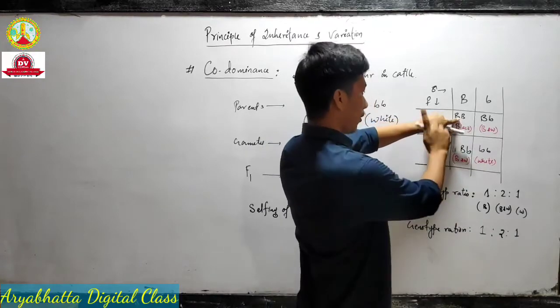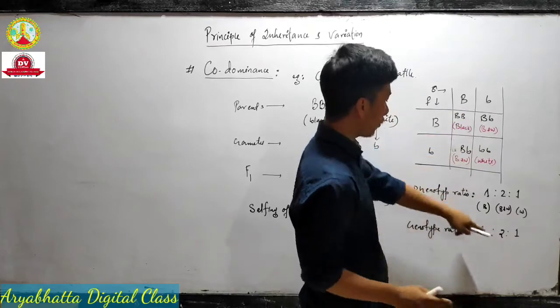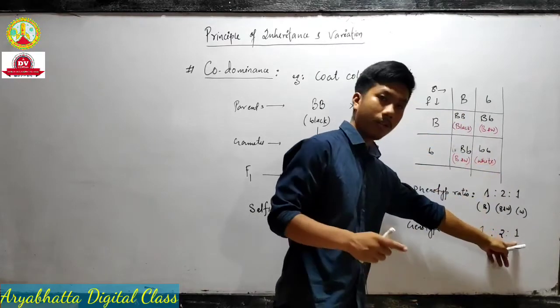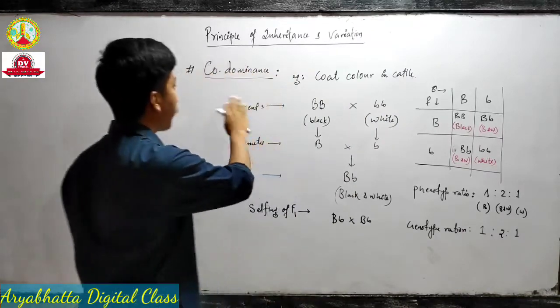Capital B, only 1. So 1. Capital B, small b: the 2 are there. So 2. Small b, there is only 1 small b, so 1. That is our genotypic ratio. Okay, that's it. Very easy.